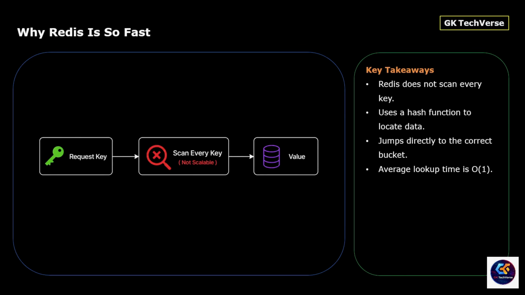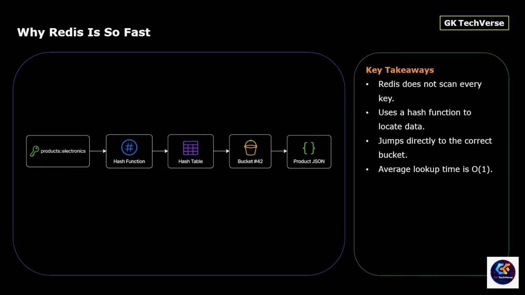Instead, Redis uses a hash table. When your application requests a key, Redis first passes that key through a hash function. A hash function converts the key into a numeric value. That numeric value tells Redis exactly which bucket contains the data. Instead of searching millions of keys, Redis jumps directly to the correct bucket. It then retrieves the value almost instantly.